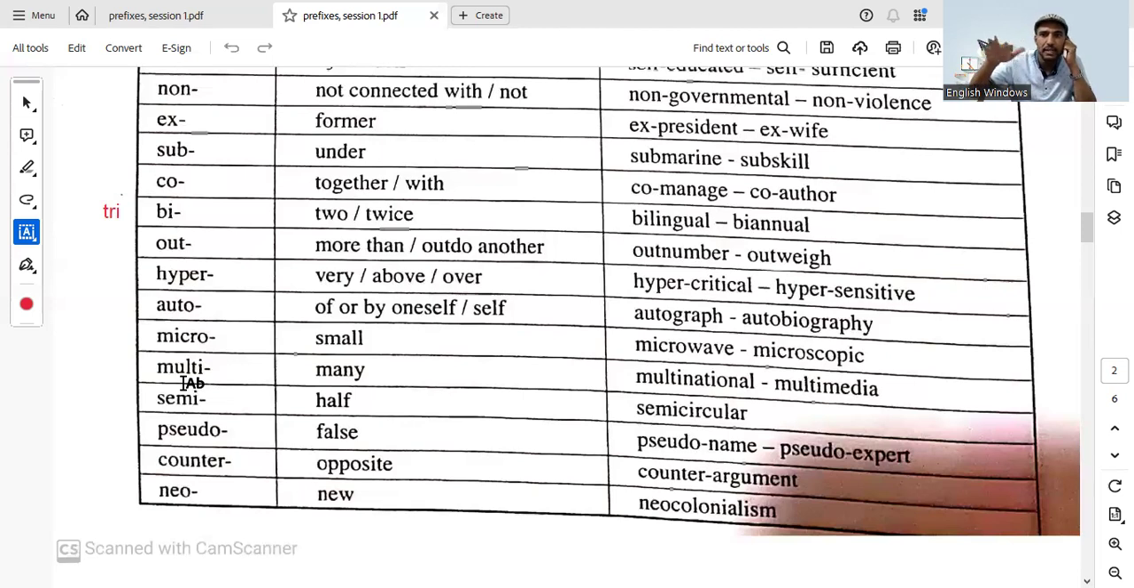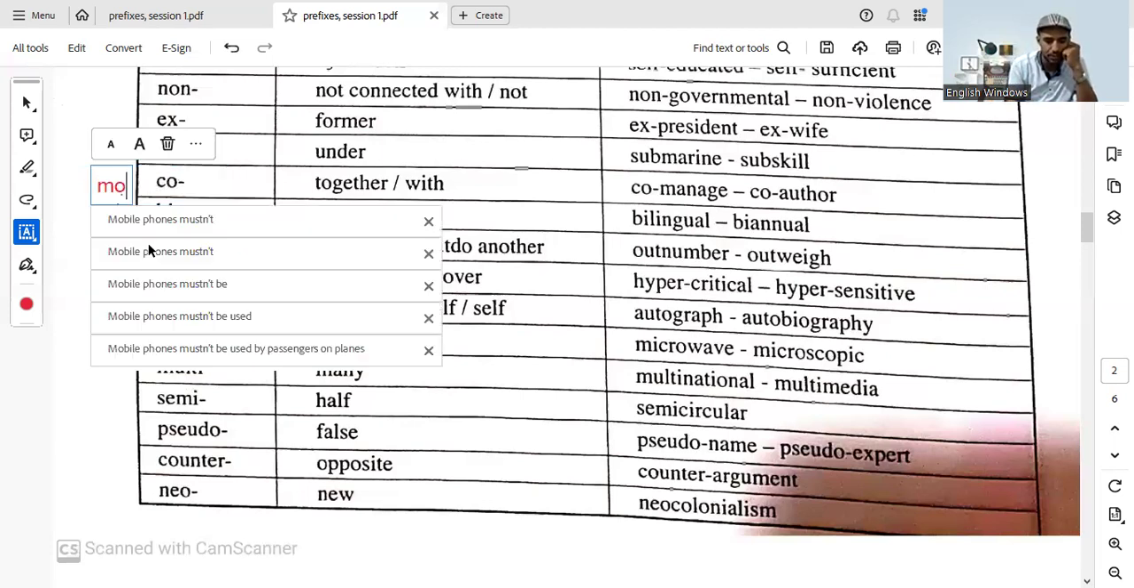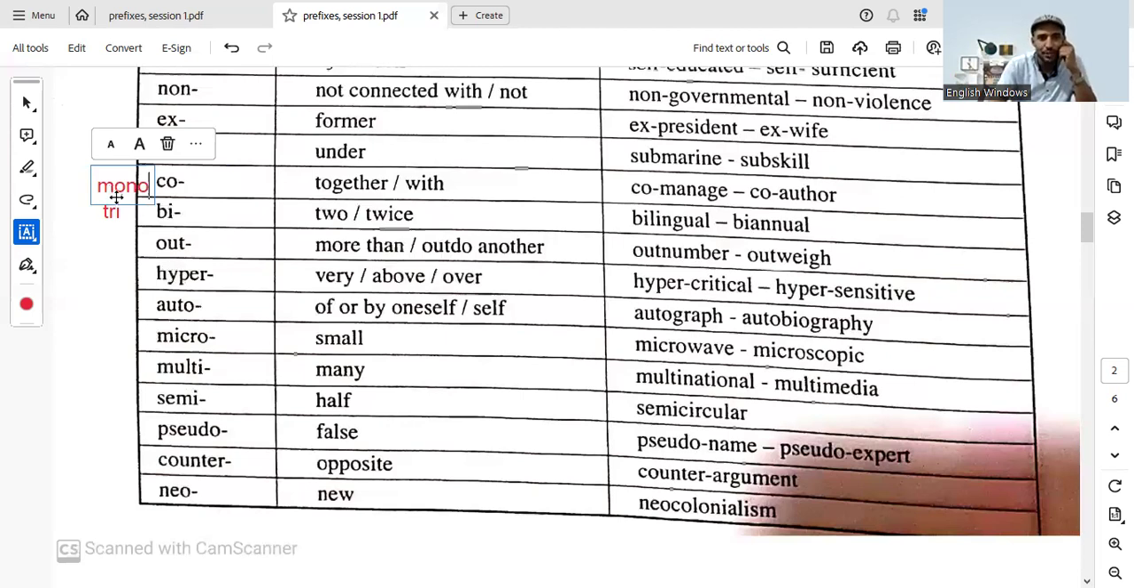Multi means many, right? By the way, we have seen bi and we have seen tri. Bi refers to two. Tri refers to three. And we have another prefix that refers to only one. We say mono, right? We say mono.